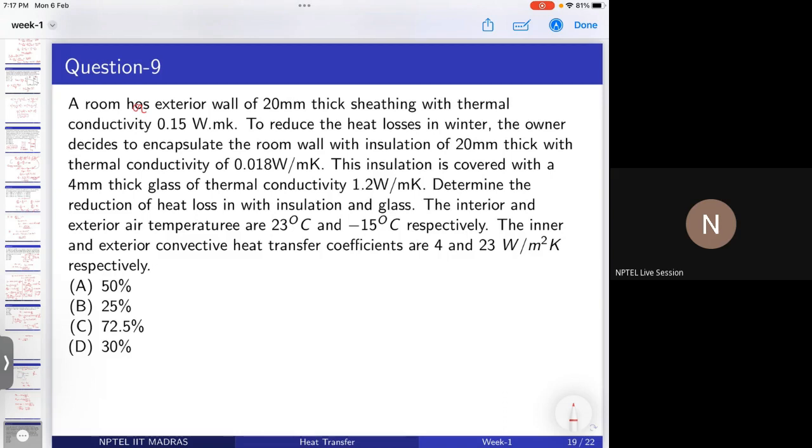The interior and exterior temperatures and the heat transfer coefficients are also given. So we have to find out how much reduction in the heat transfer was attained by adding this insulation. We can start attempting.